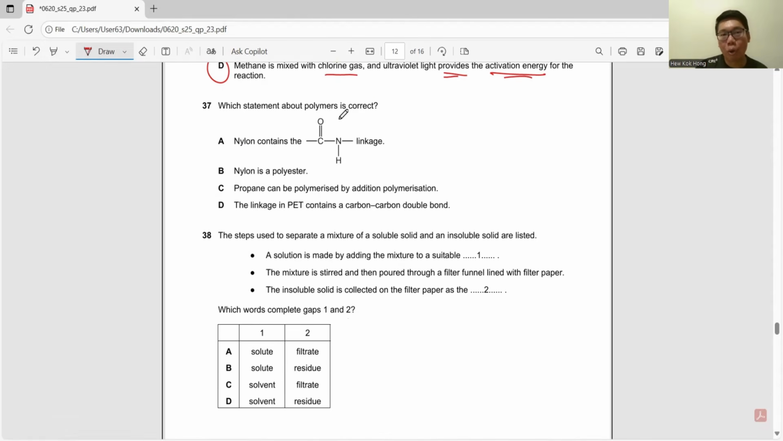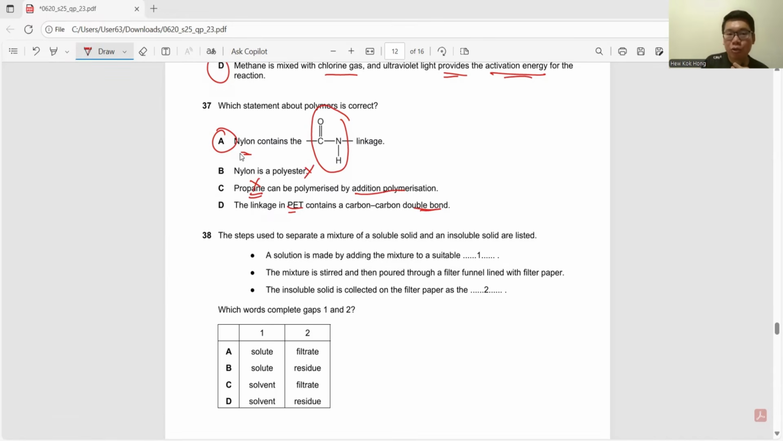37. Which statement about polymers is correct? Nylon as a polyamide has an amide bond, which is correct. And then it says nylon is a polyester, wrong, because nylon is a polyamide. And then it says propane can be polymerized by addition polymerization. No, addition is for alkenes, not for propane, not for alkanes. And then lastly it says the linkage in PET is a carbon-carbon double bond. No, it's actually between COOH and NH2. So it's not a double bond.